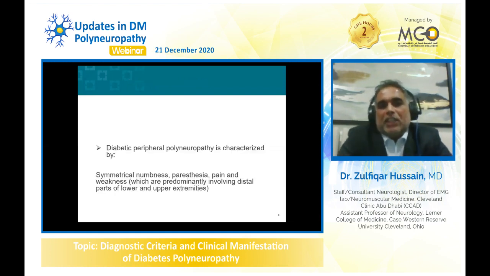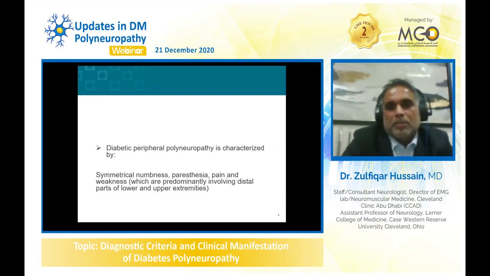So what's the definition of diabetic peripheral neuropathy? It is characterized by symmetric numbness, paresthesias, pain, and weakness, which are predominantly in the distal parts of the lower and upper extremities.